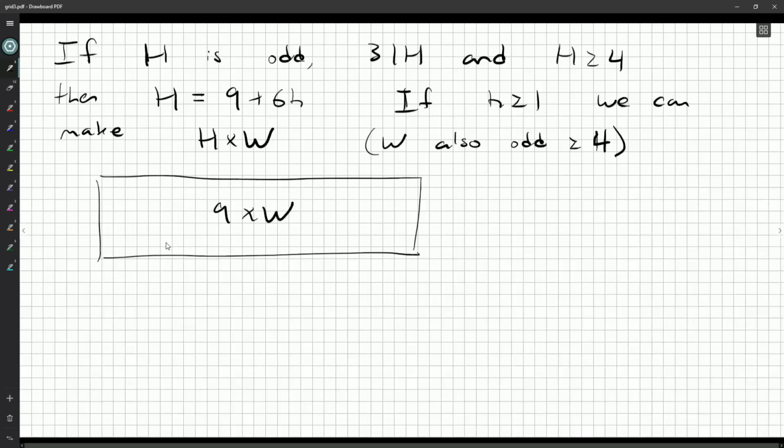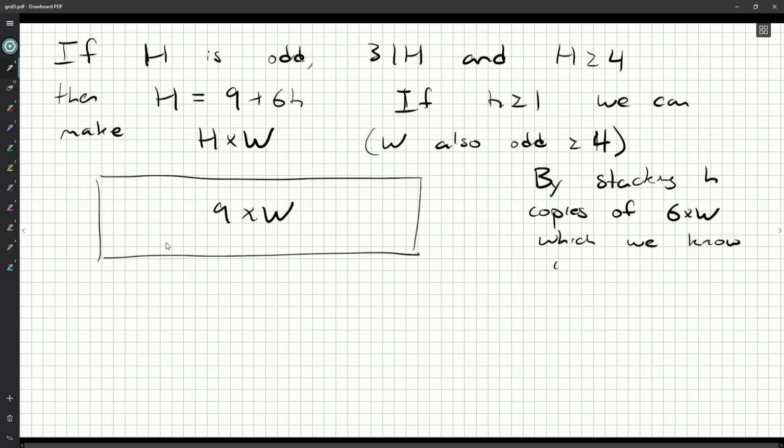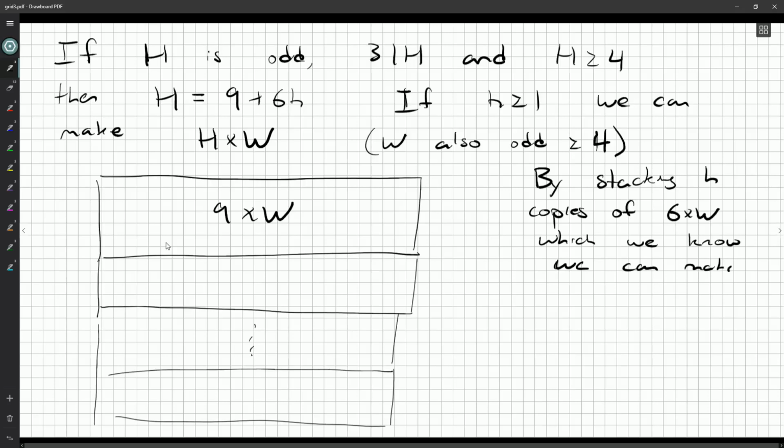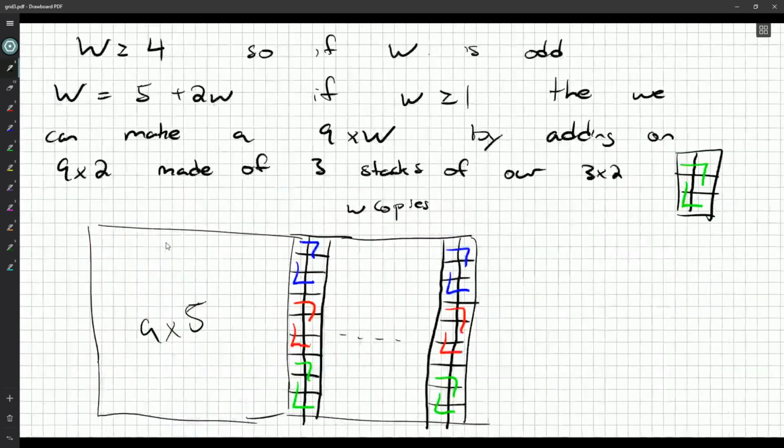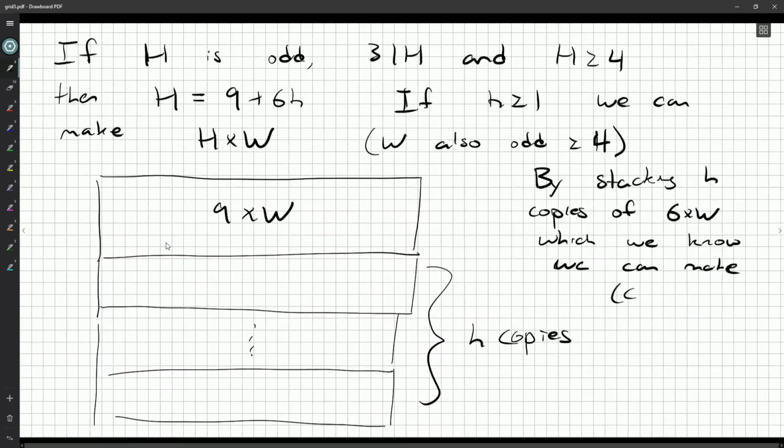So up here we have 9 by W, which I just showed can be made. And so by stacking H copies of 6 by W, which we know we can make, I will have a 6 by W, and all the way down to the bottom we'll have 6 by W's, H copies. I know I can do 6 by W because that was my first case.